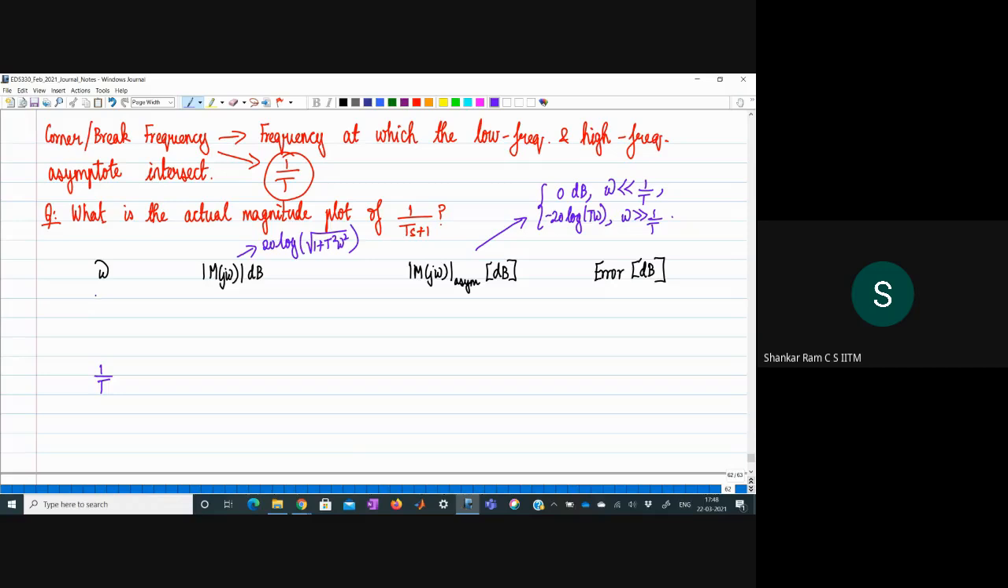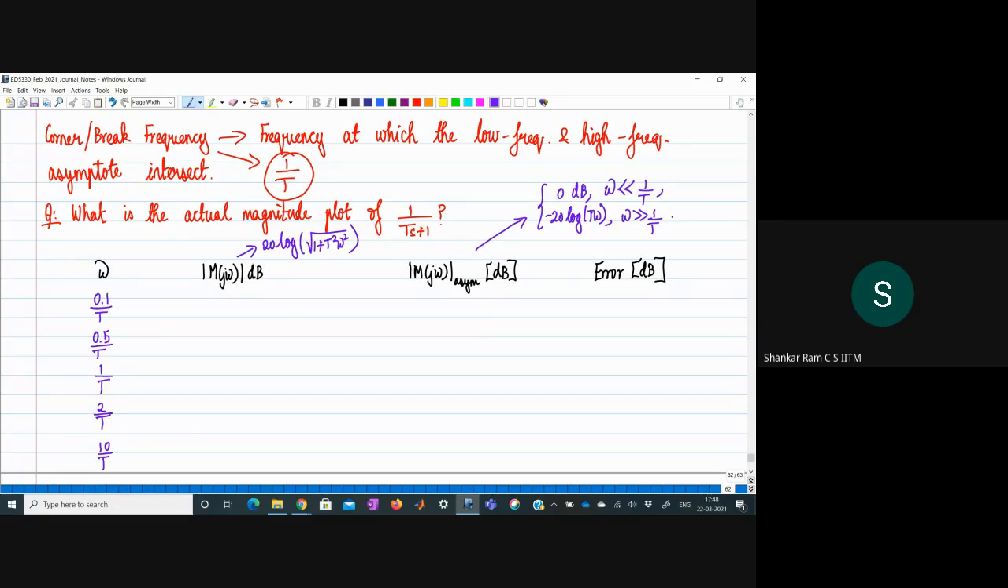You go one decade above the corner frequency, which will be 0.1 by T, and one decade below the corner frequency, which will be 10 by T. You also go one octave above the corner frequency, which will be 0.5 by T. One octave below the corner frequency, which will be 0.5 by T. I'm sorry, I think I told the terms in the reverse order. Let me clarify. Let's say 1 by T is the corner frequency.